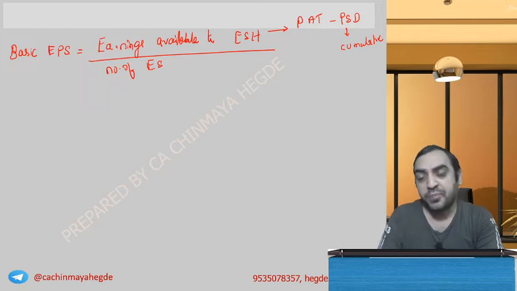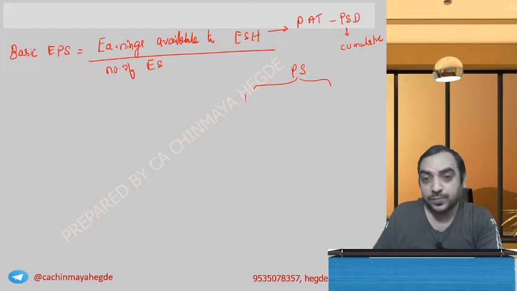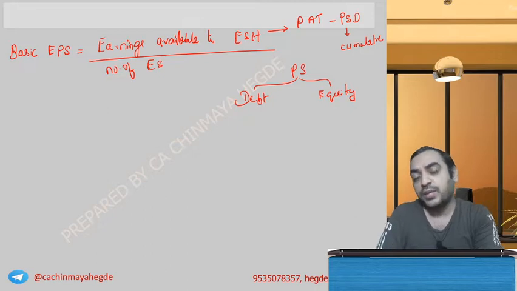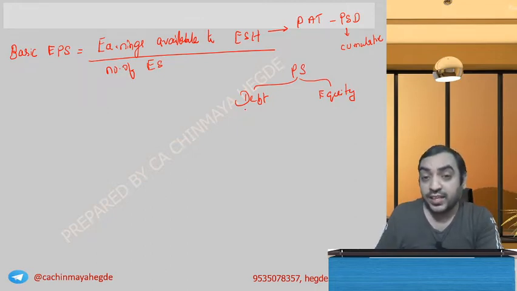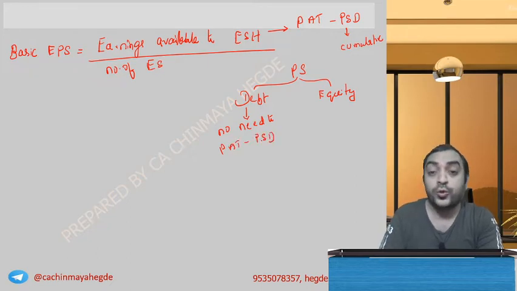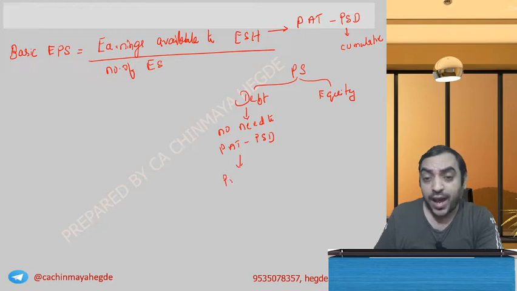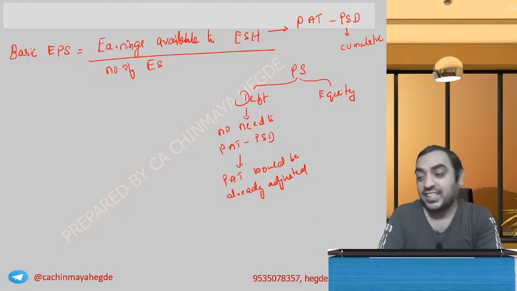But one more technicality is important. Preference shares may be in the nature of debt or equity, right? For preference shares in the nature of debt, no need to adjust. No need to do PAT minus preference share dividend. You need not do it. Why? Because the PAT would have been already adjusted for it.